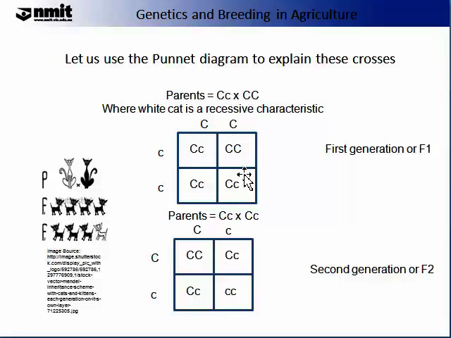So these two diagrams, the first Punnett diagram explains the observations of the first generation, while the second Punnett, or lower diagram, shows the observations of the second generation.